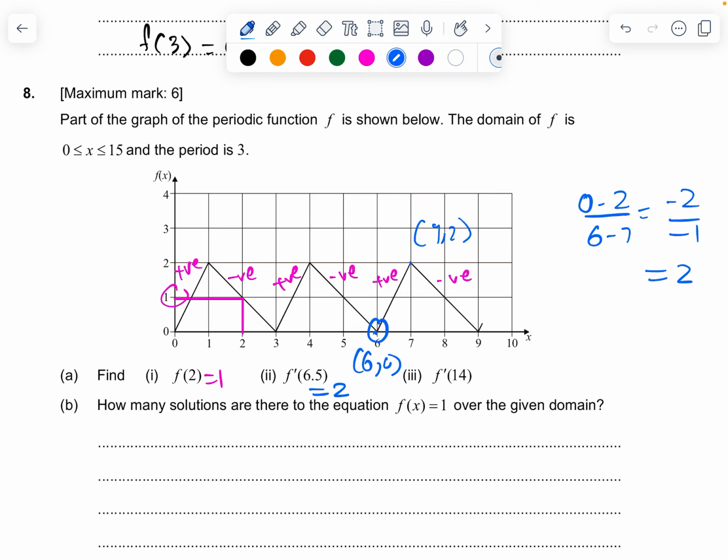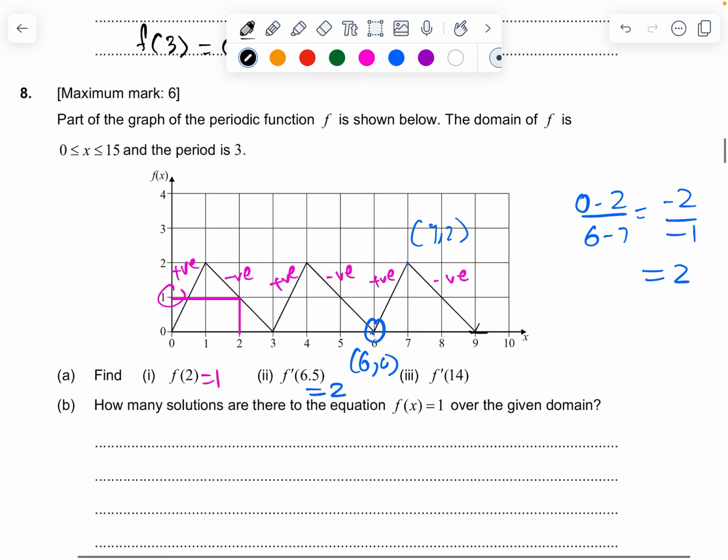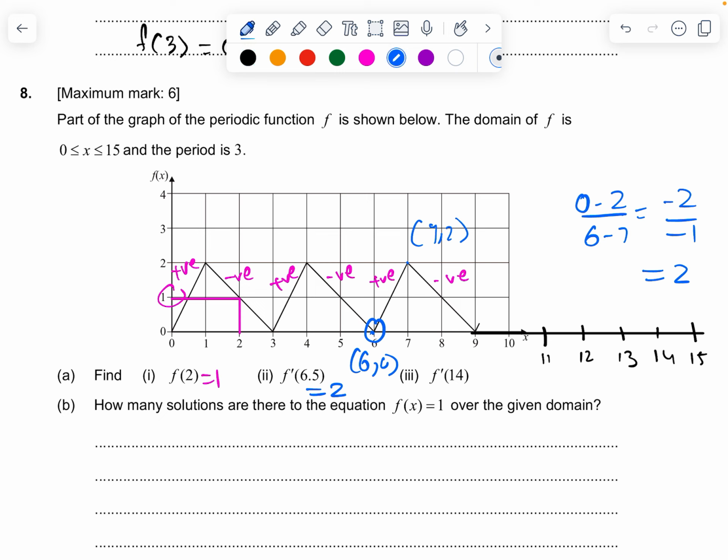F prime of 14. So we don't have 14. So what am I going to do? I'm going to extend it out 10, 11, 12, 13, 14, and 15. So the graph should be looking like 6 to 9, 9 to 12. So it goes up one here and comes down, then again goes up one to here and comes down.